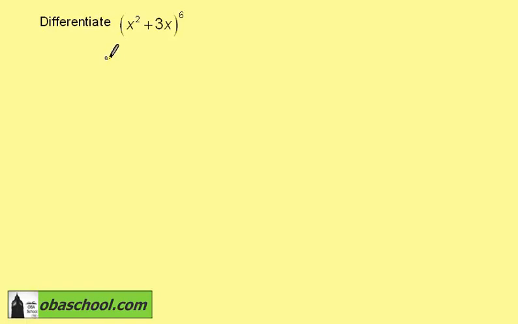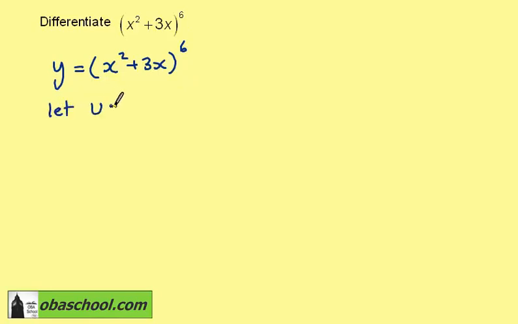We're going to differentiate (x squared plus 3x) to the power 6. We're going to look at both techniques for applying the chain rule, and it's important that you practice so that you can do the chain rule quickly and accurately. Often the chain rule is just part of a larger problem. So here we have y is (x squared plus 3x) to the power 6.